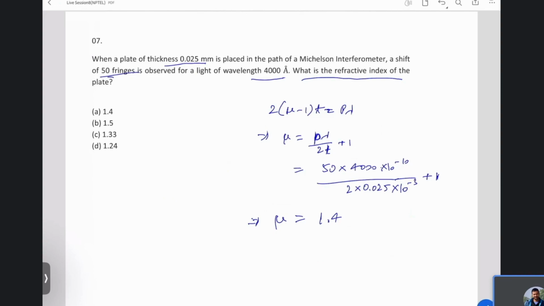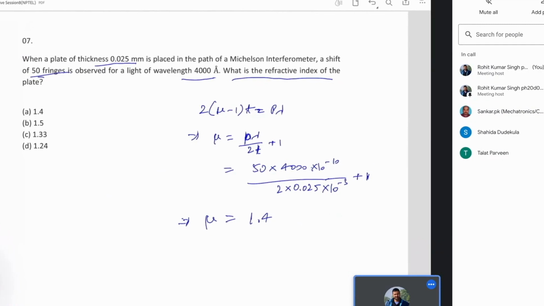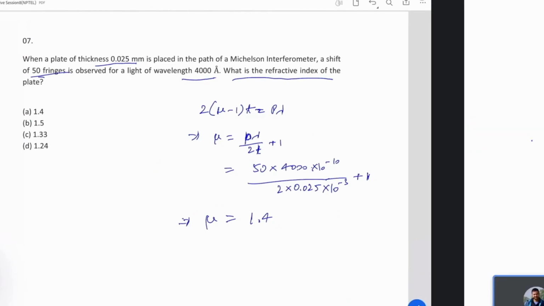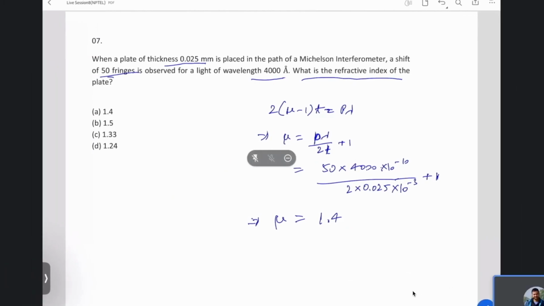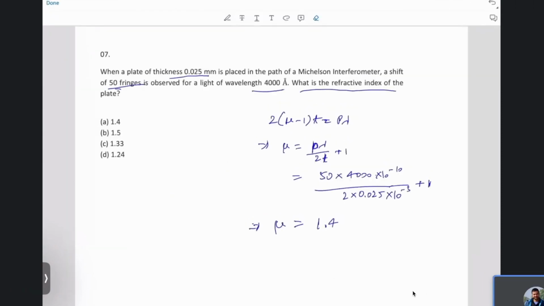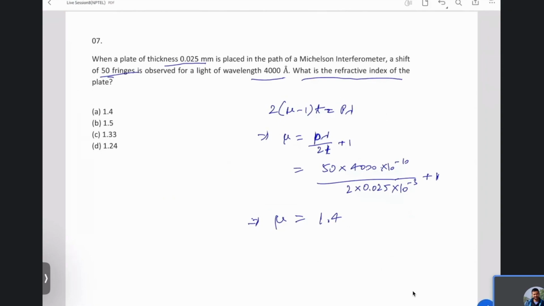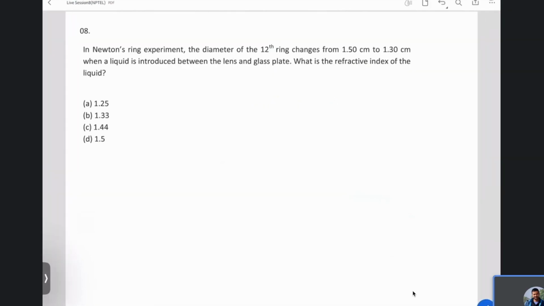Have you ever done this experiment in a lab? It's an experiment for BSc Physics honors. It's a very interesting experiment to do. Okay, let me go to the next problem.